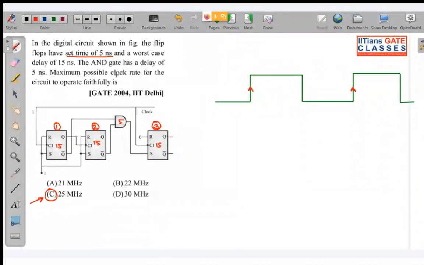So maximum frequency is equal to what? F max is equal to 1 by the minimum time period of the clock that we can have. Now how can we get the minimum time period of the clock? Look very carefully. Here you can see R and S both have been given as 1. If it is given as 1, this means what?